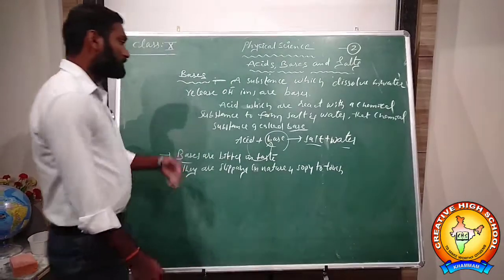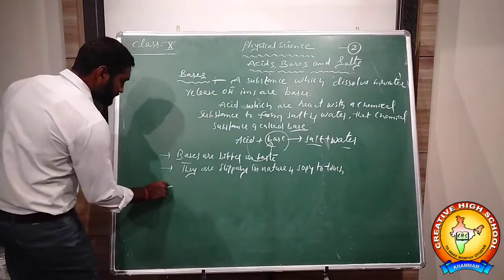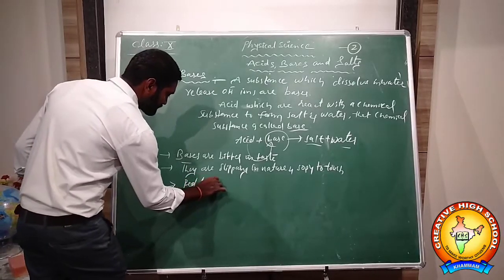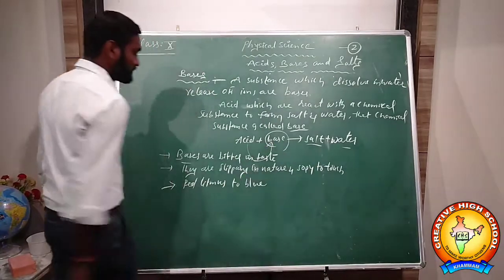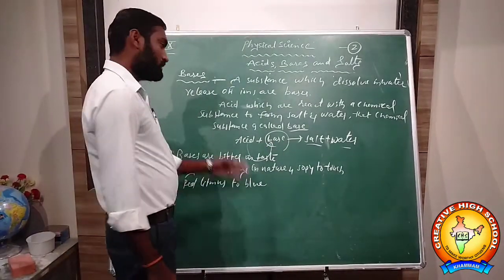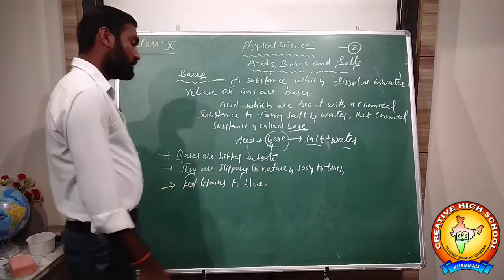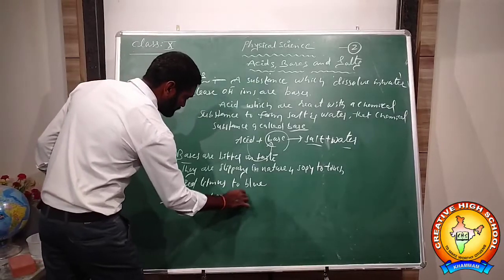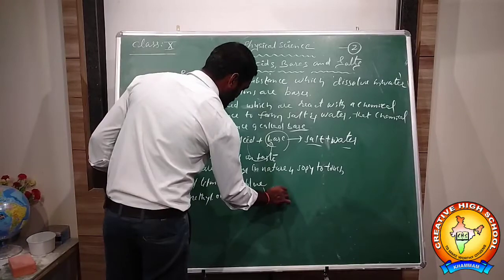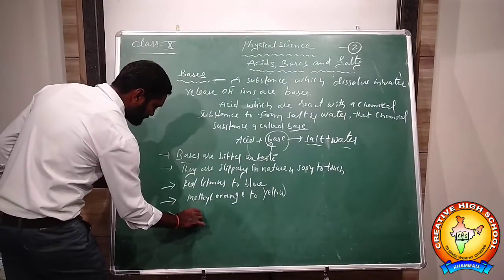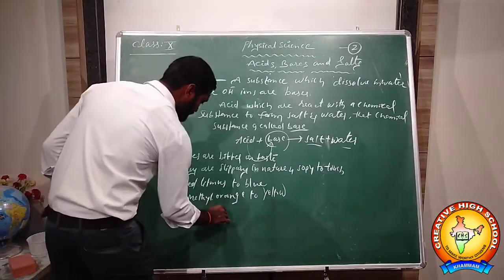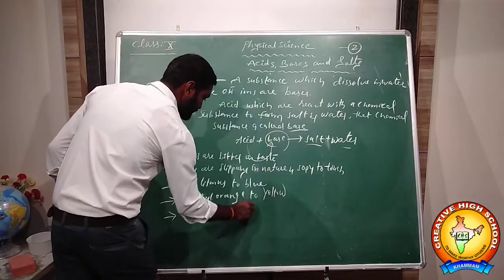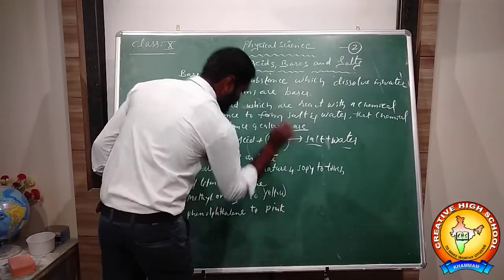And when you test using indicators, they turn red litmus to blue. Acids turn blue litmus to red, but bases turn red to blue. They change methyl orange to yellow, and they change phenolphthalein to pink.